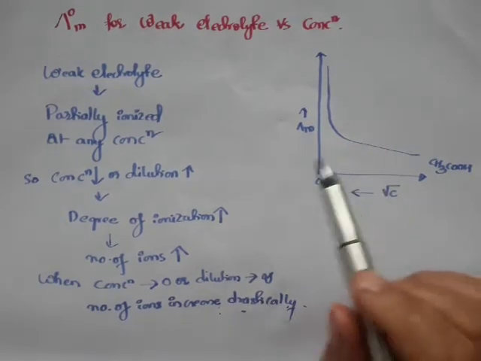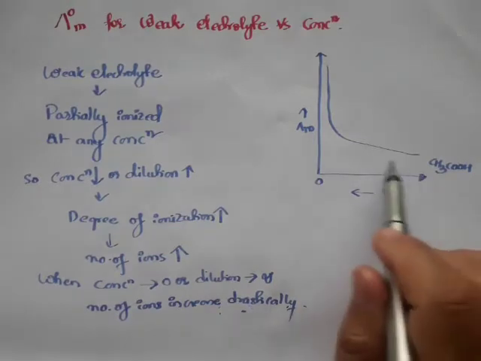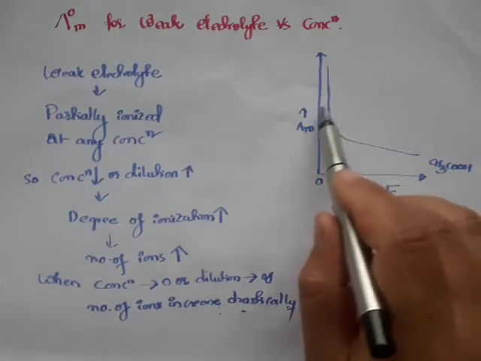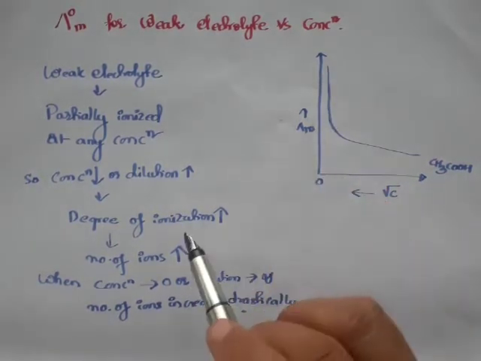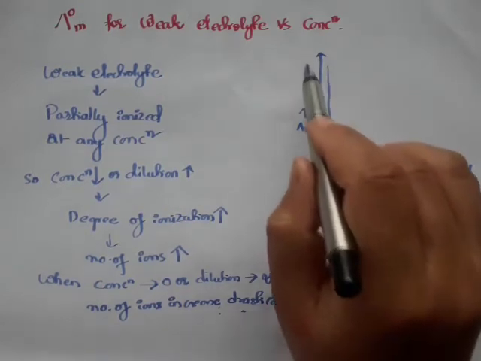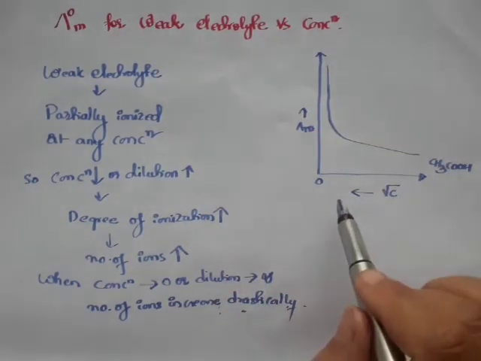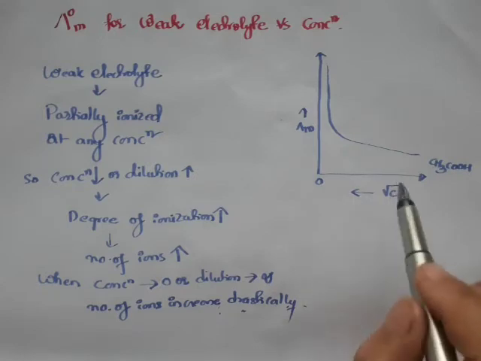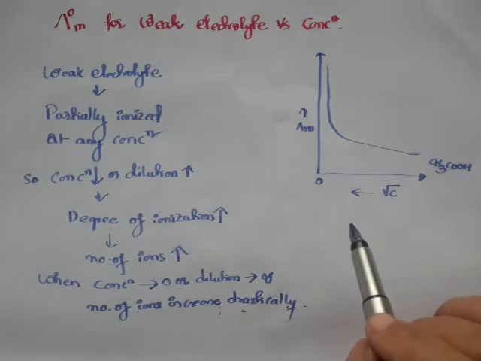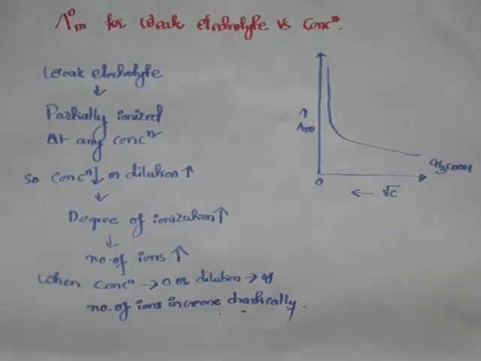Now, the limiting molar conductivity for a weak electrolyte is not possible to calculate through extrapolation of this graph. Why? Because you are getting a line almost parallel to this axis. Only when this line cuts the axis will you get your lambda naught m. But for a weak electrolyte, it is not possible to get the limiting molar conductivity through extrapolation. This problem was solved later by Kohlrausch with his law. So let us now discuss Kohlrausch's law.